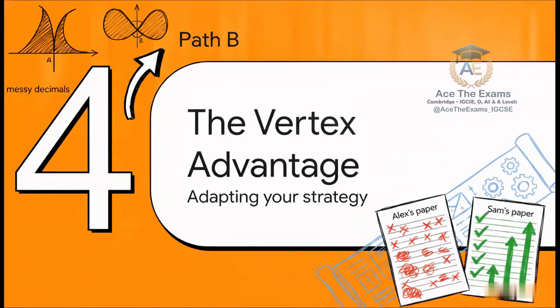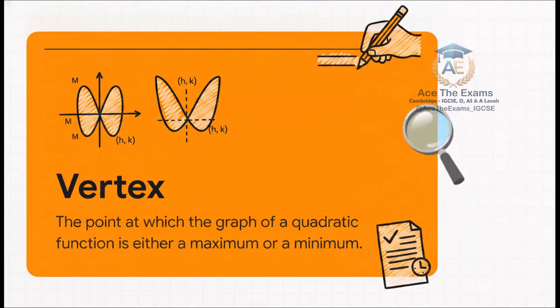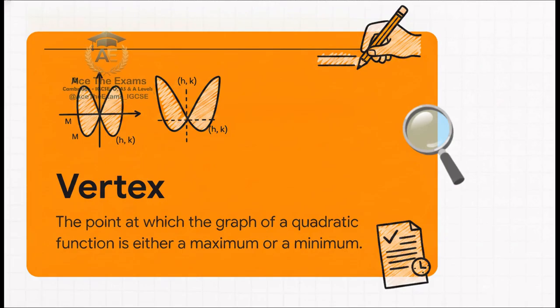Let's dive into Section 4, the vertex advantage. So what happens when our little crime scene doesn't give us clear x-intercepts? Sometimes the graph just hovers above the axis, or maybe the roots are really messy decimals. In those cases, we have to adapt.